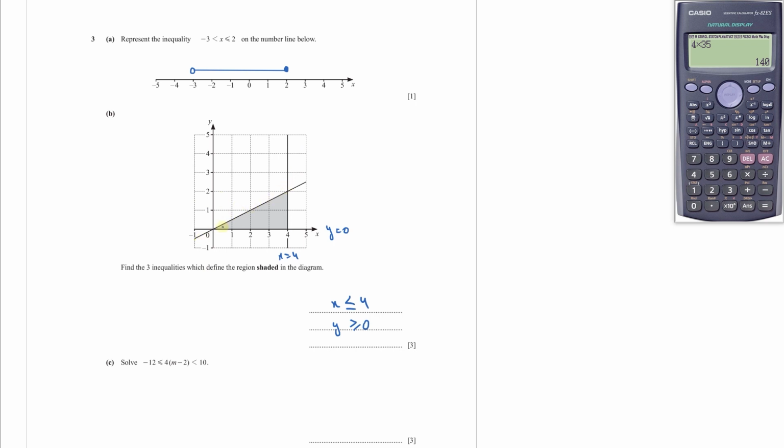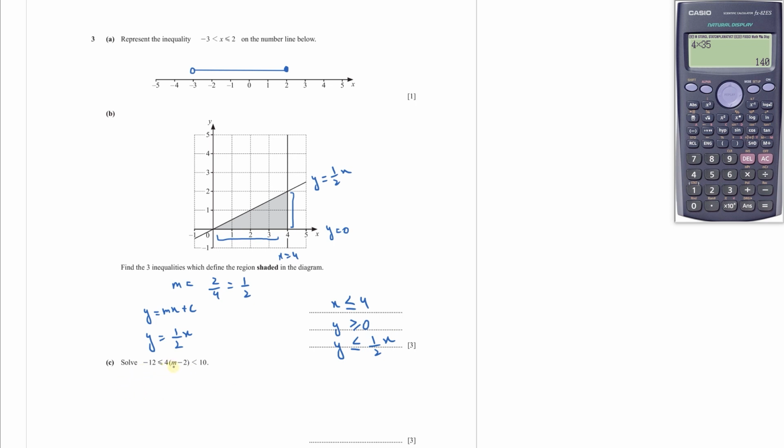And then you can find the equation of this line. Let's first find the gradient. This is the rise, this is the run, or delta y over delta x. So this is 2 over 4. The gradient is half, and the y-intercept is 0. So y equals mx plus c is the equation of the line: gradient is 1 over 2 x plus 0. So the equation of this line is y equals 1 over 2x. And since the shaded region is below, the inequality will be y is less than or equal to 1 over 2x.